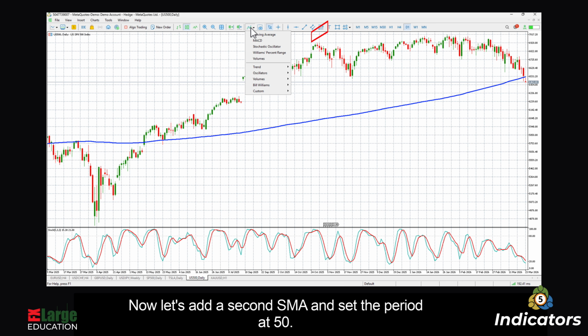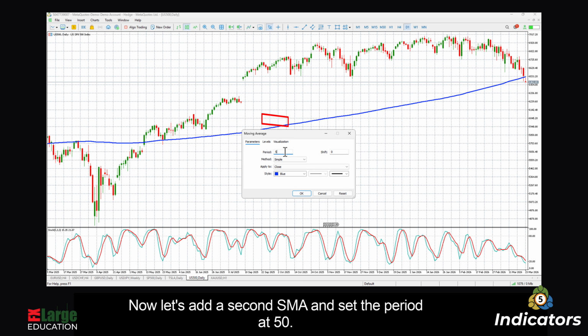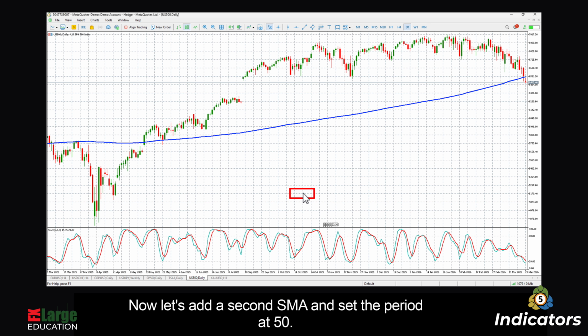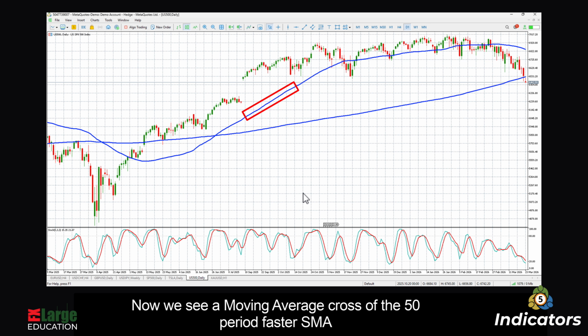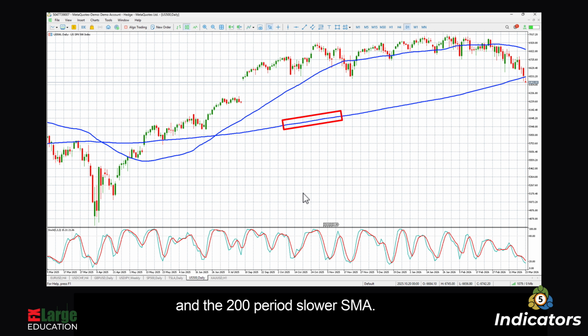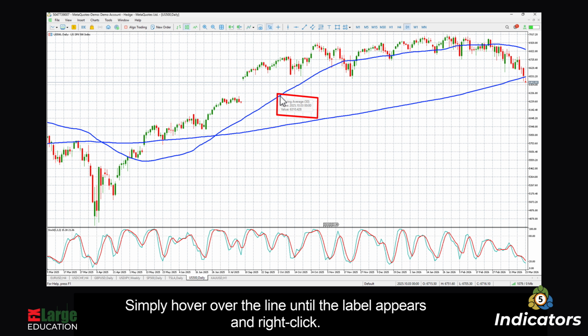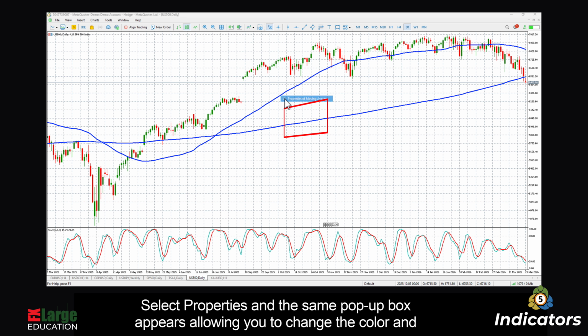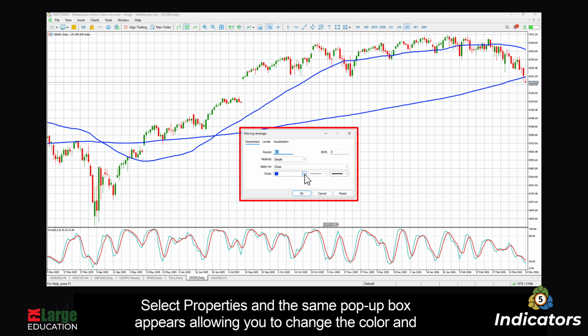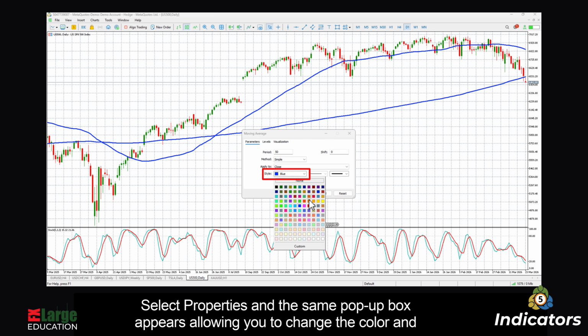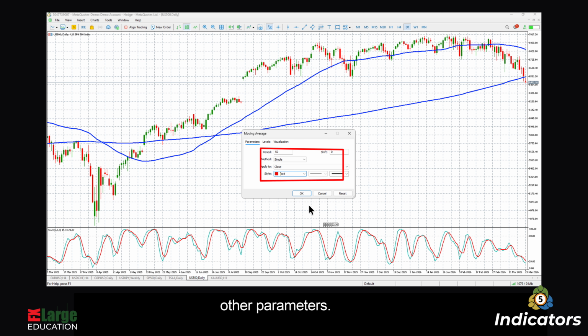Now, let's add a second SMA and set the period at 50. Now we see a moving average cross of the 50-period faster SMA and the 200-period slower SMA. However, we forgot to change the color to make it distinguishable from the other. Simply hover over the line until the label appears and right-click, select Properties, and the same pop-up box appears, allowing you to change the color and other parameters.